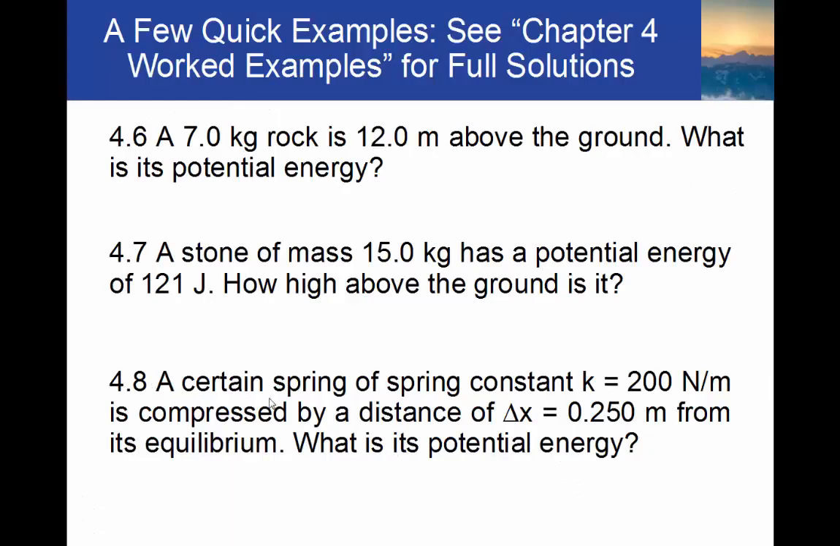So gravitational potential energy is not the only kind of potential energy. You can also get potential energy from things like electromagnetic forces, or from a rubber band, or, as this next example illustrates, from a spring. So let's figure out what the potential energy of the spring is, given that it has a spring constant of 200 newtons per meter. That's basically like a stiffness factor for the spring, and that it's been compressed by 0.250 meters from equilibrium. We want to know what is the potential.